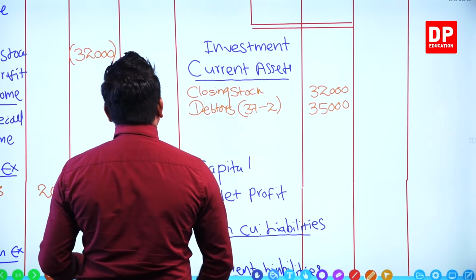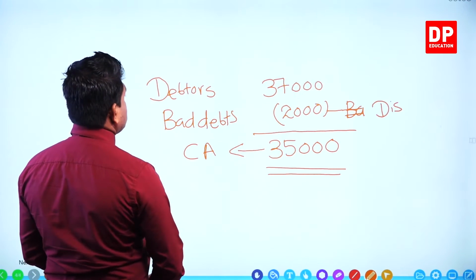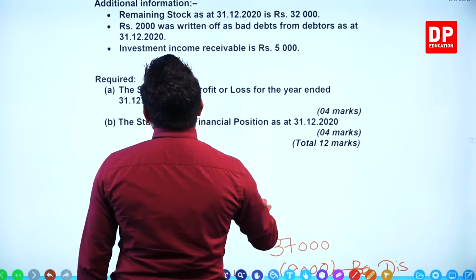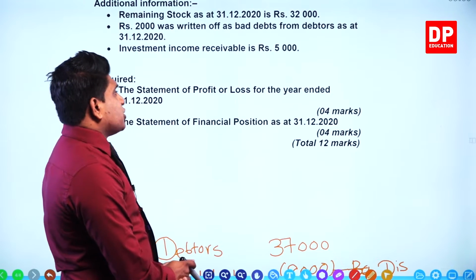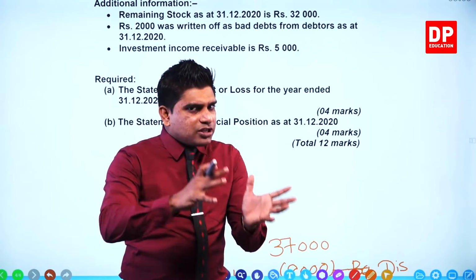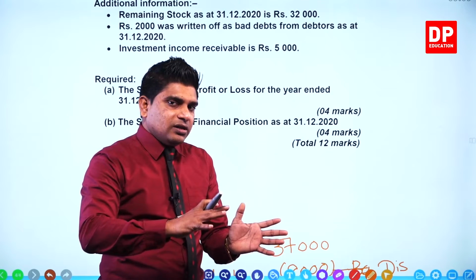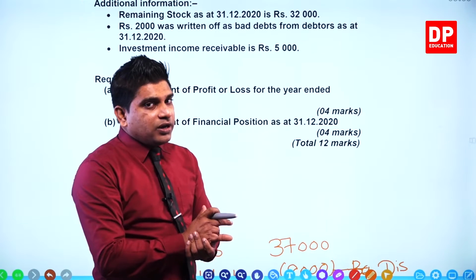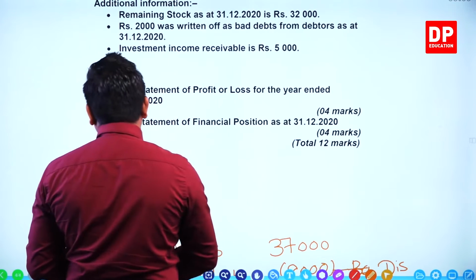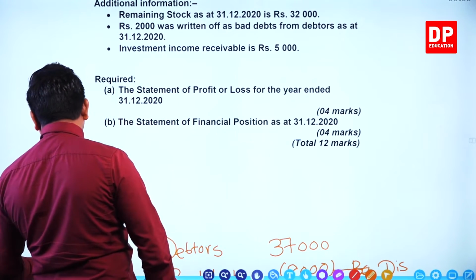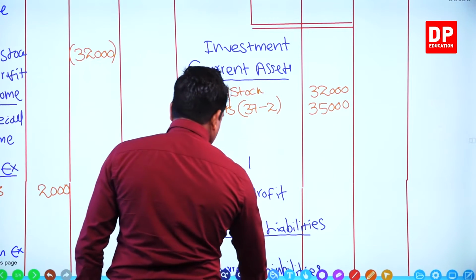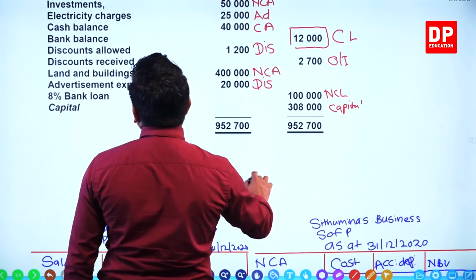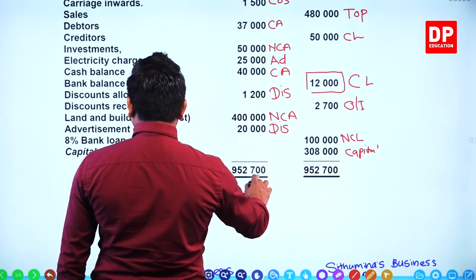Now let's move to the last adjustment. What is the last one? Investment income receivable 5,000. Receivable. You can check, is there any already received investment income in the question? Check. Investment income, if they have given, we have to add these two. It goes under the gross profit, right?